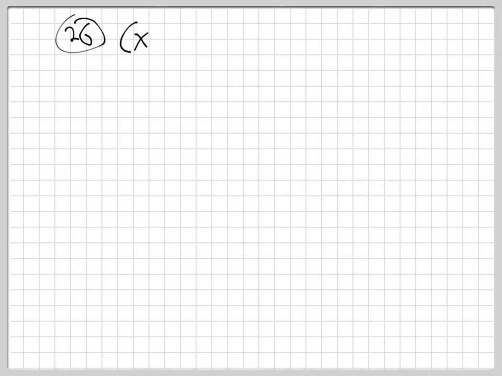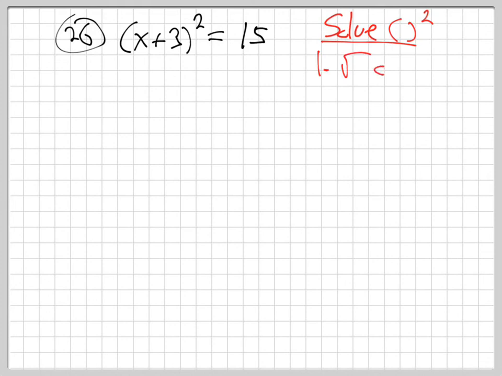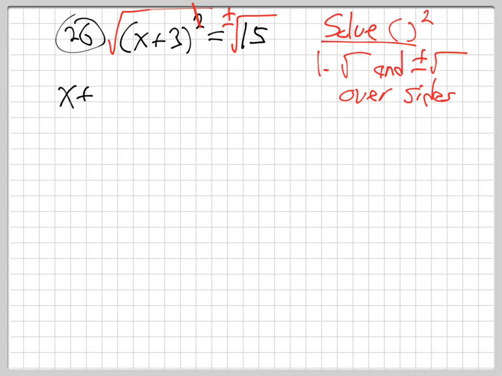Number 26 is x plus 3 squared equals 15. Okay, so how do we solve that? When you have a parenthesis squared, you put a root and plus or minus root over the sides. So I'm going to go root, and you got to go plus or minus on that side. Rooting cancels squaring, so you get x plus 3 is plus or minus the square root of 15.